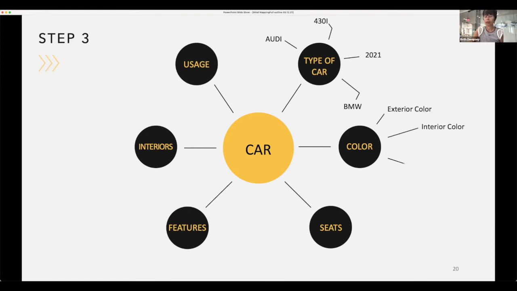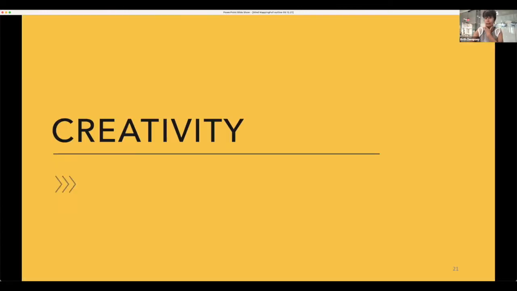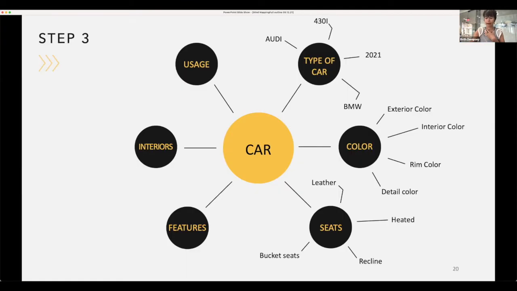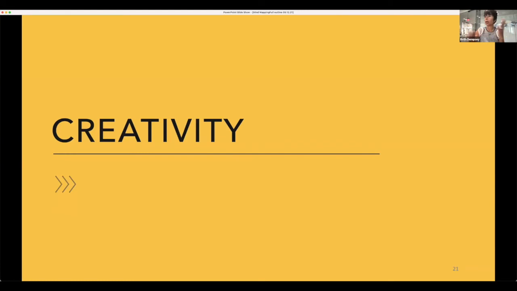Okay. So when you talk about color, you want to know the interior color, the exterior color, the rim color, right? Seats: leather seats, heated seats, reclining seats, fabric. Okay. So does that help?